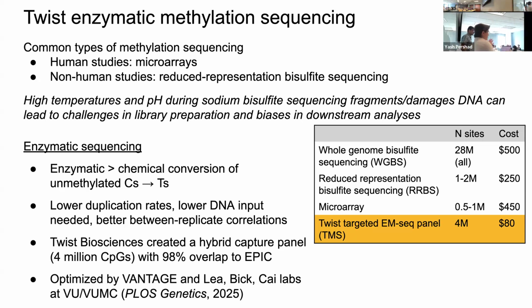And both of these use sodium bisulfite sequencing to convert unmethylated cytosines to thymines. And so then you can map to the genome, whatever genome you're mapping to, and then observe methylated or unmethylated cytosines and get your output this way. However, it's been really well observed that this is a pretty harsh protocol on the DNA, so it can create fragmentation and it can create damage that can bias downstream analyses.